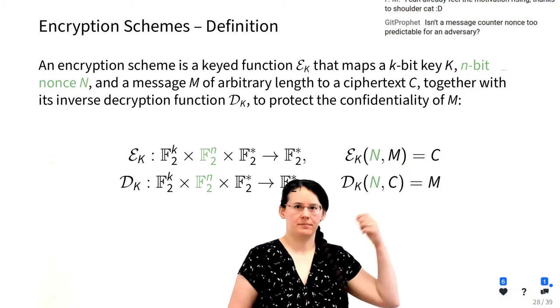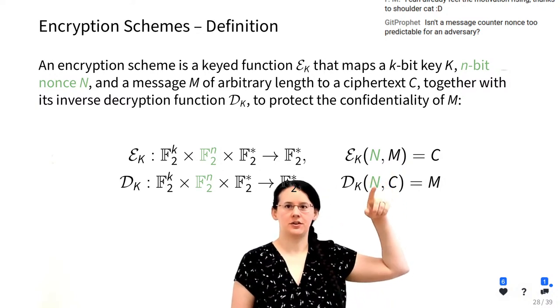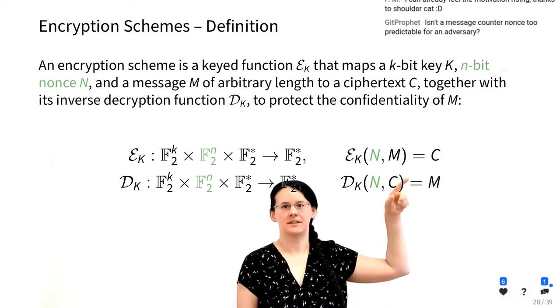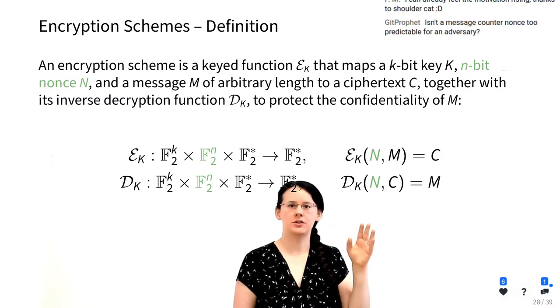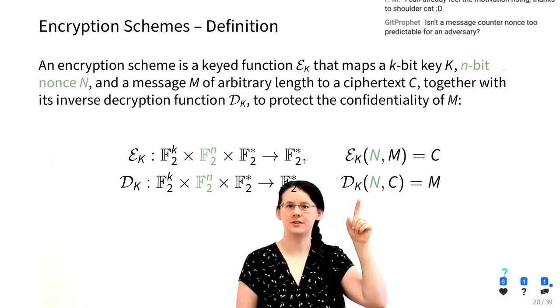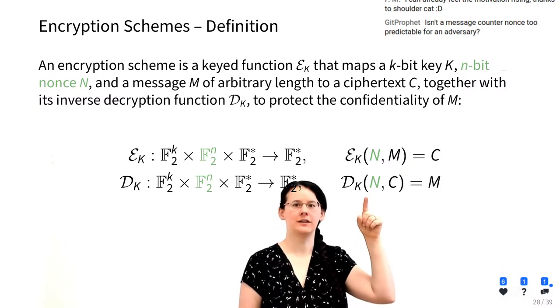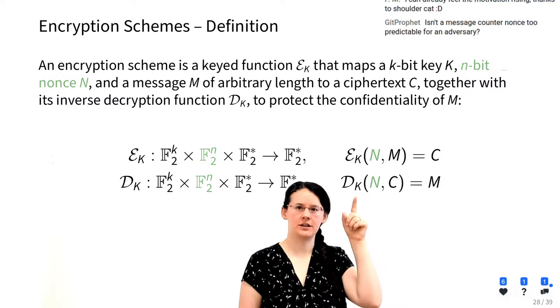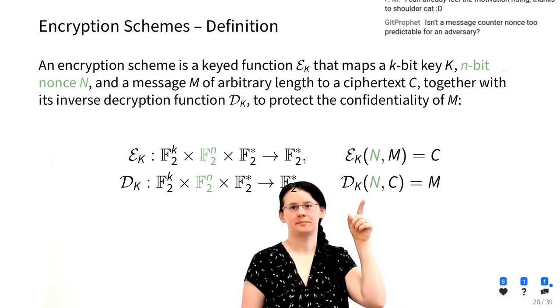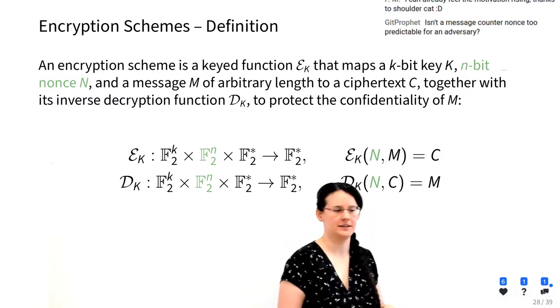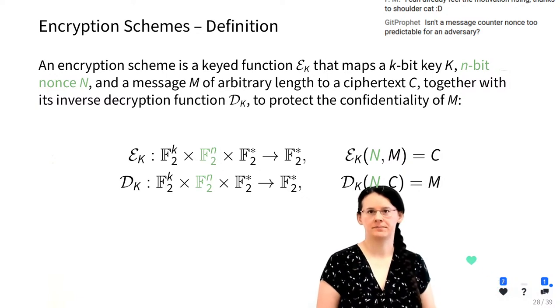If we name the individual things, the nonce is called N, the message is called M, the ciphertext is called C, and we usually write it in this notation. So the first input, the key, could either be written inside the braces, so D of K, N, and C, but we usually just keep it in the subscript here. This is the notation that people use most often.